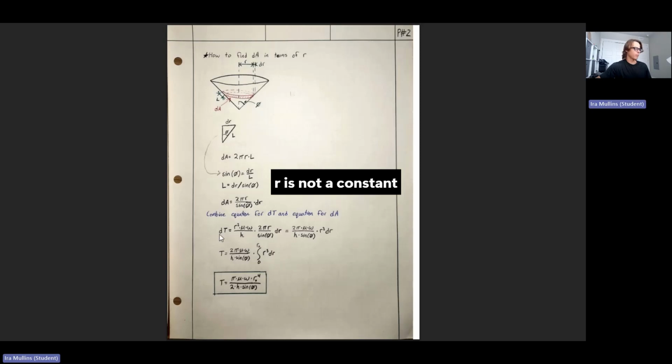And so if we plug this in to our equation right here, we can pull out all the constants, which are these, and it gives r cubed dr times all the constants equals a differentially small torque. And if we integrate from 0 to r0, which is the total radius of this object, we can get an equation for torque in terms of all of these constants.